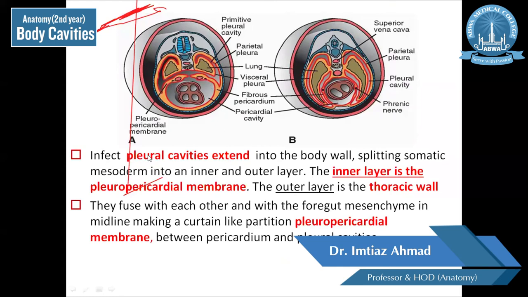So the pleural cavities extend into the body wall, splitting the somatic mesoderm into an inner and outer layer. The inner layer is the pleuropericardial membrane. The outer layer is the thoracic wall. See over here? The somatic mesoderm divides into two. One forms the lateral thoracic wall. The other goes inside, forming a septum known as the pleuropericardial membrane.